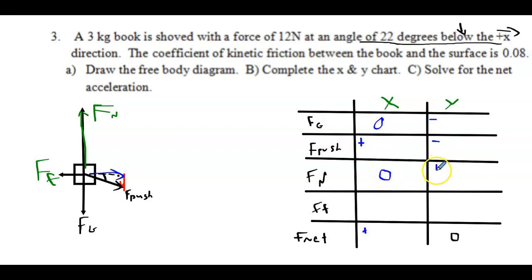It's going up in the y, so that's positive. Friction force is directed to the left in my picture there, and it is not going in the y, so that is 0. So those are the charts for our different values for the different forces. And let's go ahead and try to figure these out.